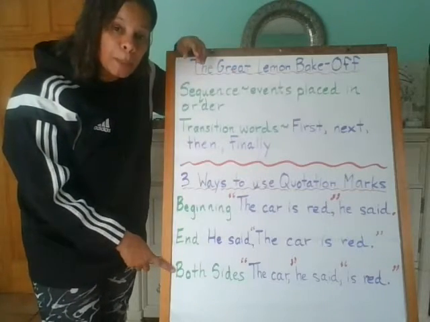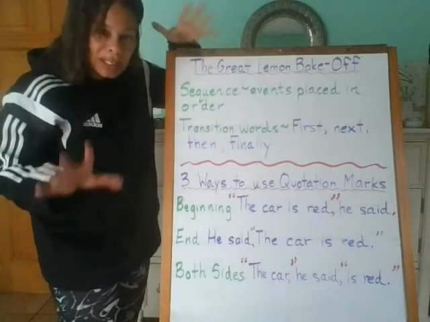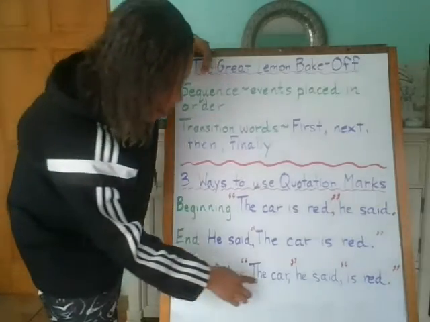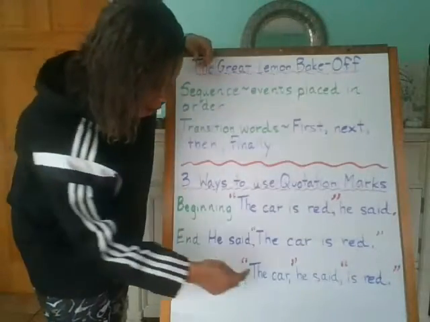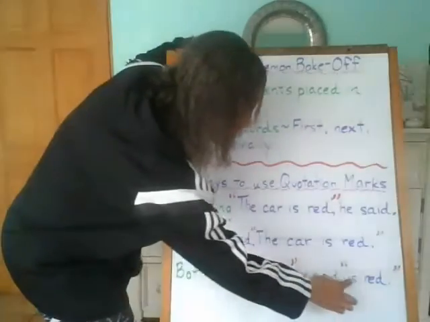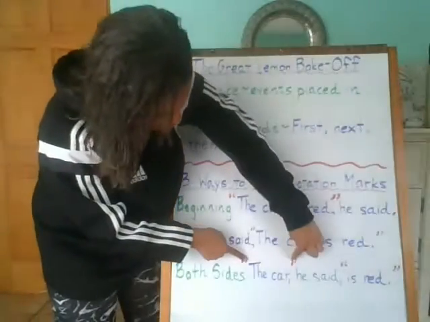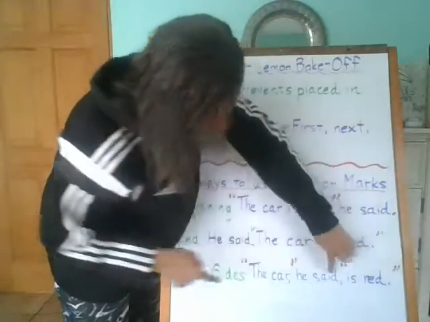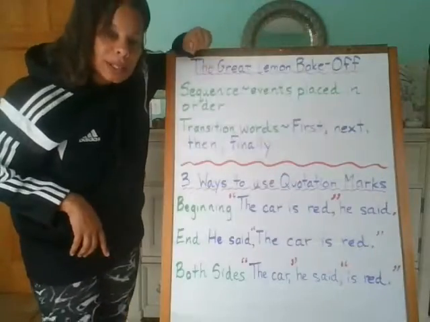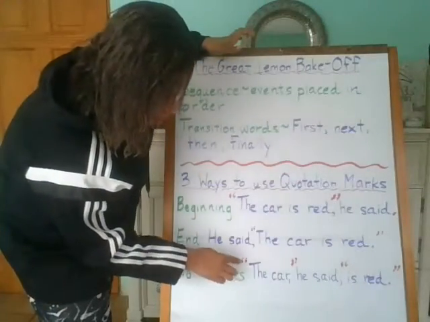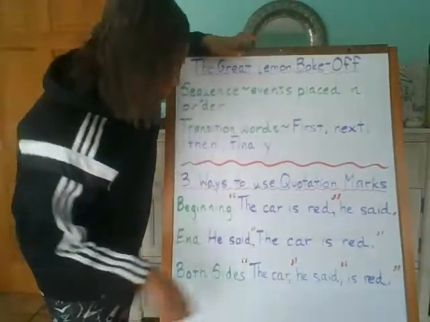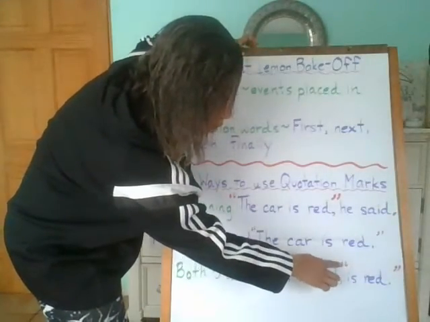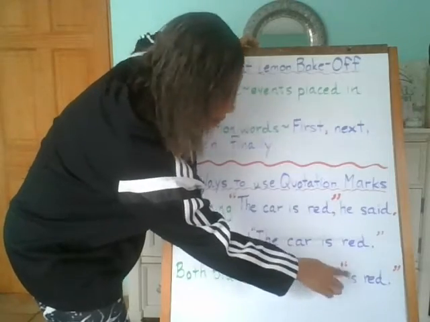The last one is probably the trickiest. This is when you put quotations on both sides. Okay, so you kind of break up what somebody's saying. So, both sides: "The car," he said, "is red." The only words spoken are "the car" and "is red," so we have to have quotations around that part, but not this middle part. So this is what it looks like. Opening quotations, the car, comma, closing quotations, he said, comma. Opening quotations again, is red, full stop, closing quotations.